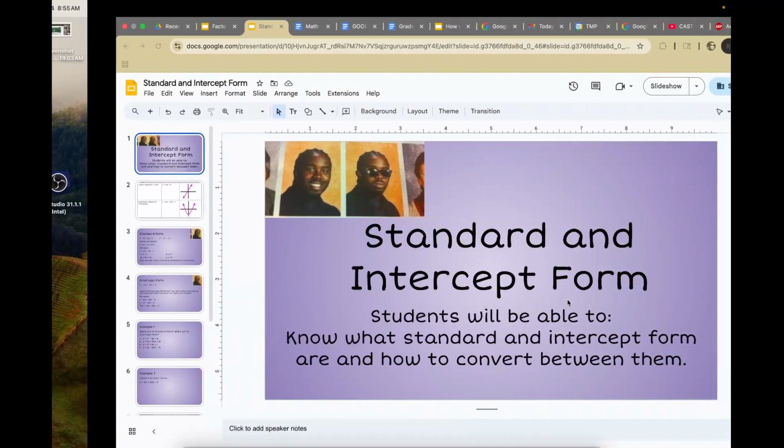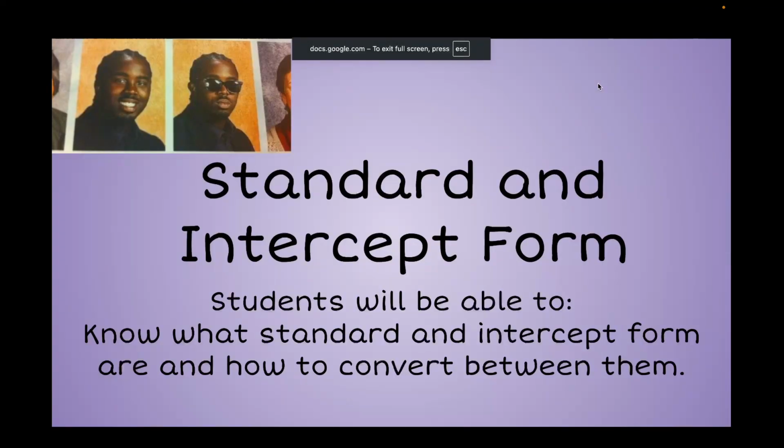Okay, hello. Today we're gonna do more stuff with a parabola, and this time we're finally gonna use factoring for things that aren't just factoring. So hopefully that's exciting. We're gonna talk about standard and intercept forms. You're just gonna want to know what those are and how to convert between them. I'll get into that now.